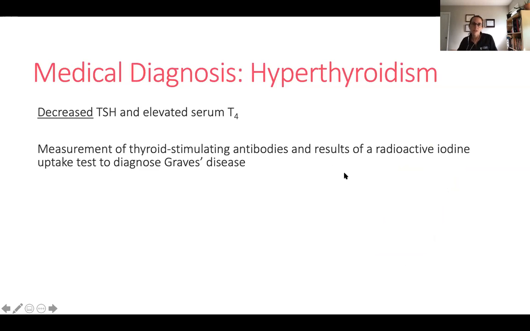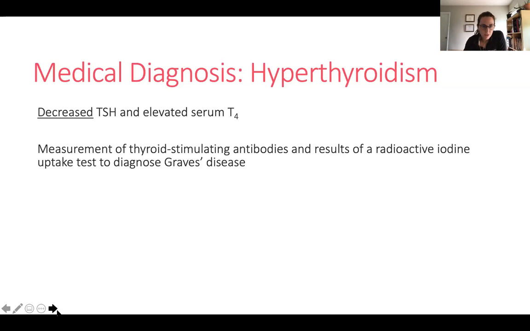So then the medical diagnosis, they will have low TSH and elevated serum T4. That is the measurement of the thyroid stimulating antibodies. So they'll do the radioactive iodine uptake test, and that's how they diagnose Graves' disease. Sometimes the TSH might be so low that they are not able to detect it in the blood.